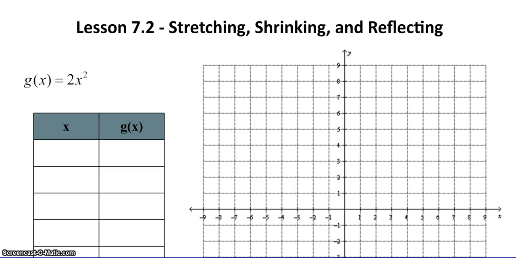Okay, in this lesson we're going to talk about stretching, shrinking, and reflecting the parabola. So we're going to start by taking a look at g of x equals 2x squared, and you can see that we have a coefficient in front of our x squared. So we're going to compare this function with the parent function y equals x squared.